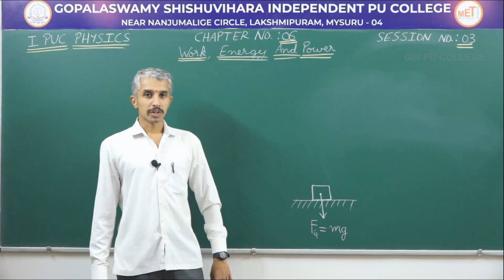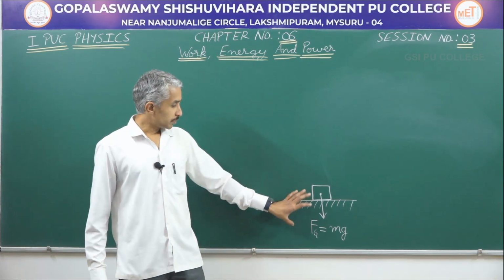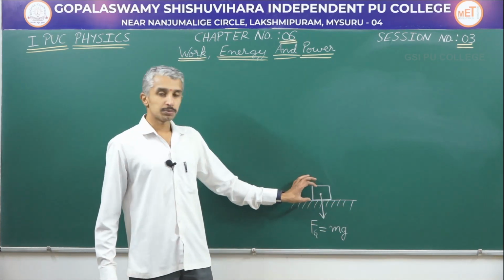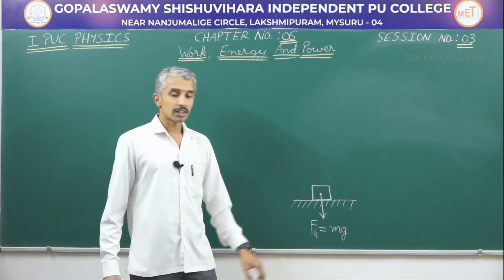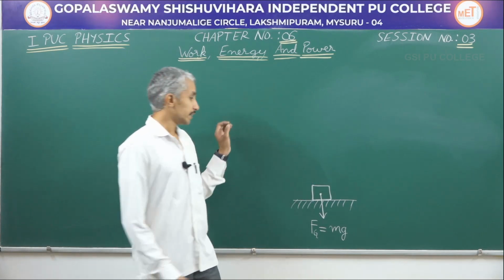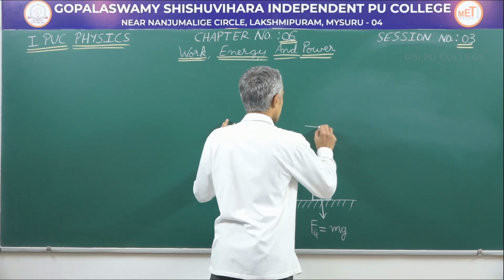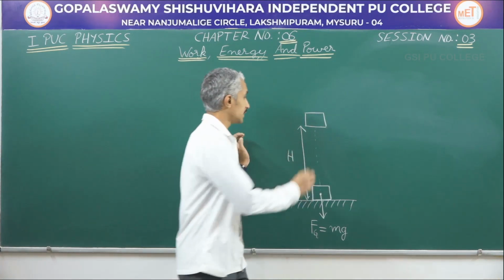To understand about potential energy and conservative force, let us think of an object on the ground surface, and we know on every object on earth there is always gravitational force acting on it, and it is acting vertically downwards. Now let me lift it to a height h. From the ground surface I have lifted the object to a height h.